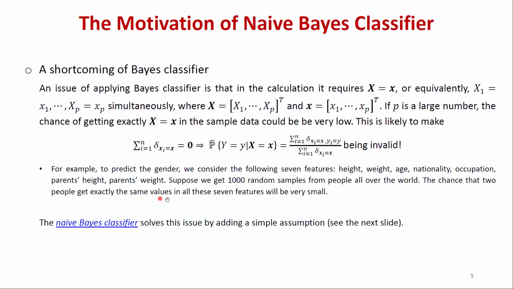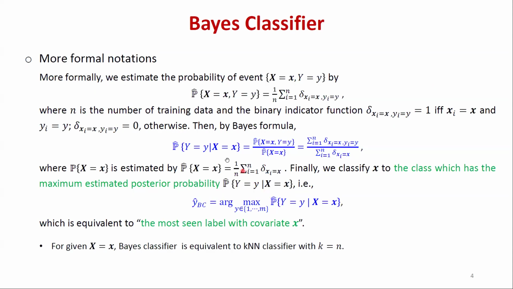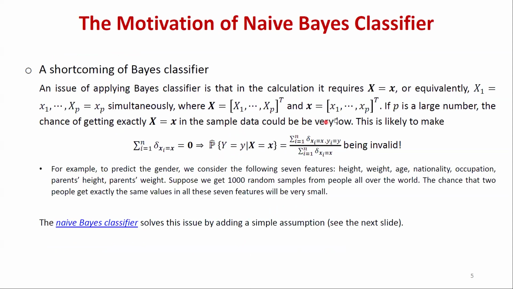However, it looks so nice and so easy, but in practice there's a big problem. The problem is here: I need to find exactly given X equal to x. But what does X equal to x mean? Because x is a vector. So here we go, let me just write something here. X is a vector, right?